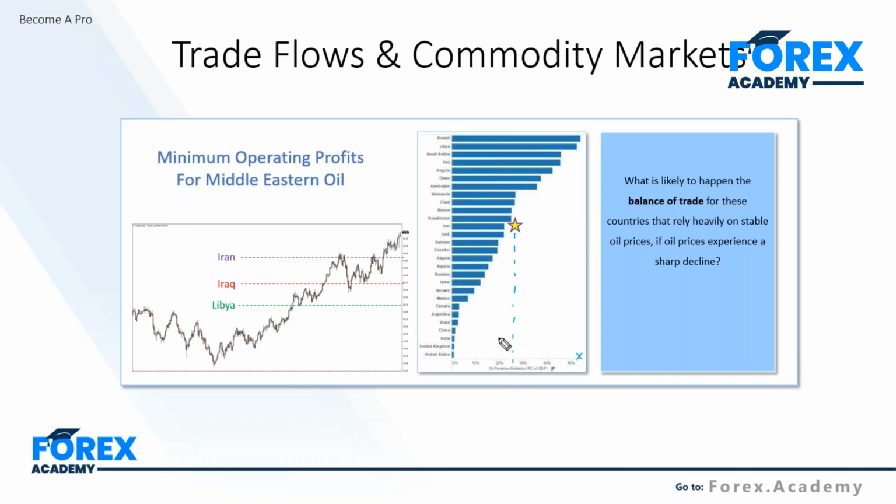Then on the left here, we have a hypothetical chart with the oil price moving to the upside. We have Libya as well. We can assume these are minimum operating profits for Middle Eastern oil. For these countries to operate profitably at a minimum, Libya needs the oil market at perhaps $50 per barrel, Iraq perhaps $55 per barrel, and Iran perhaps around $60 per barrel. We need this price just to sustain, as a minimum, the operating costs for the economy or for the export function of that market.